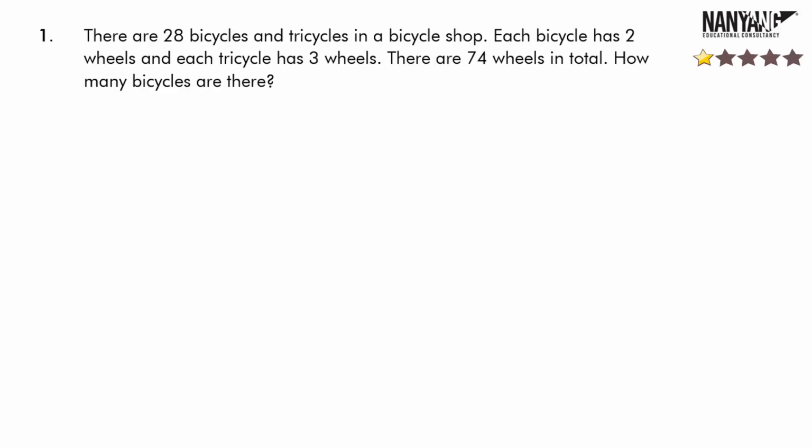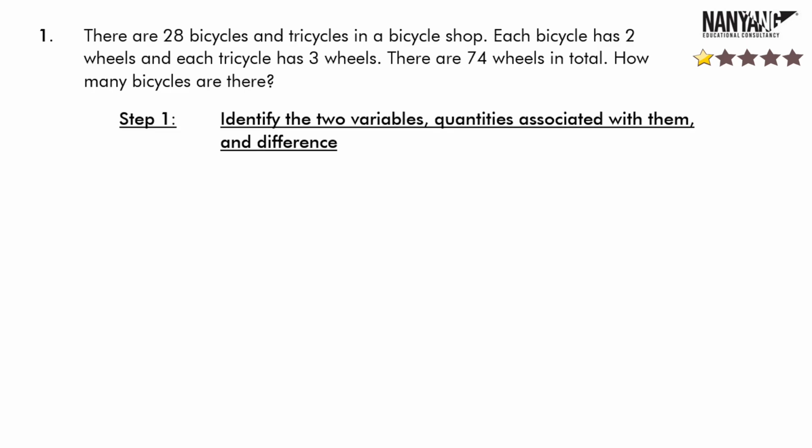So let's see our first question. There are 28 bicycles and tricycles in a bicycle shop. Each bicycle has 2 wheels and each tricycle has 3 wheels. There are 74 wheels in total, so how many bicycles are there?